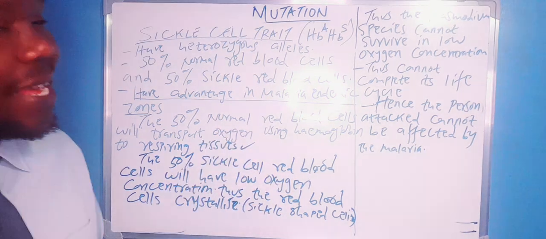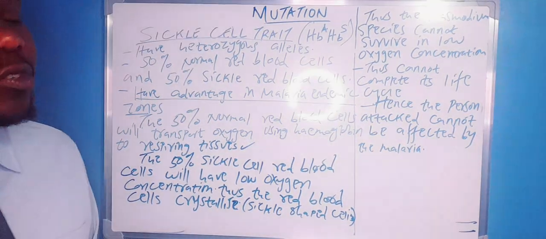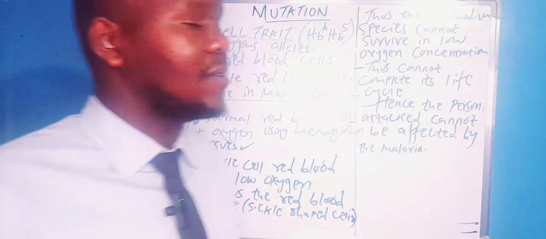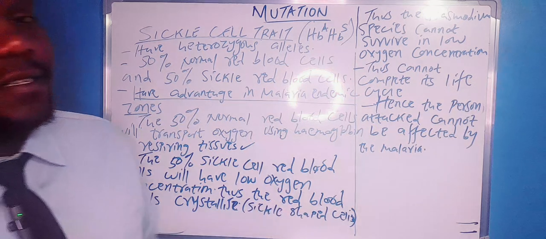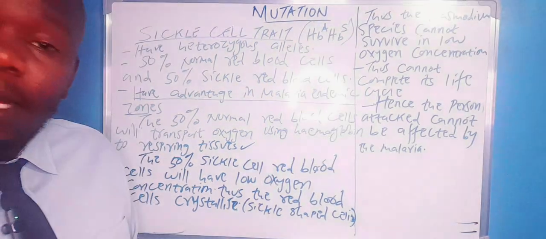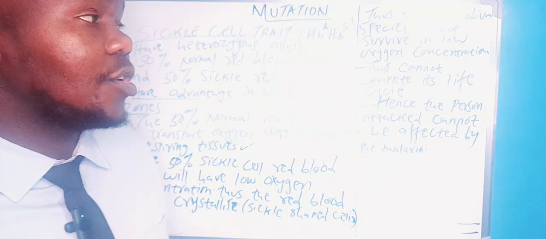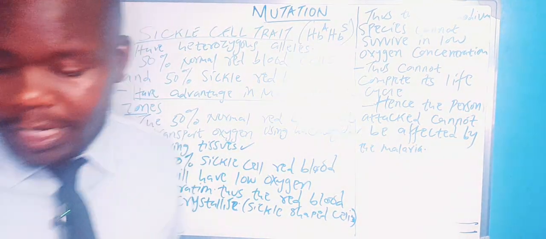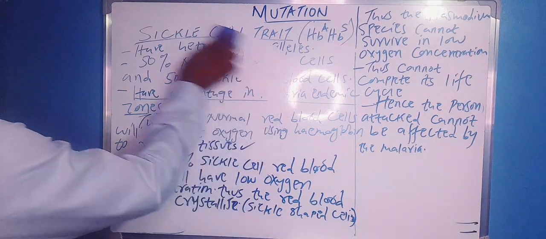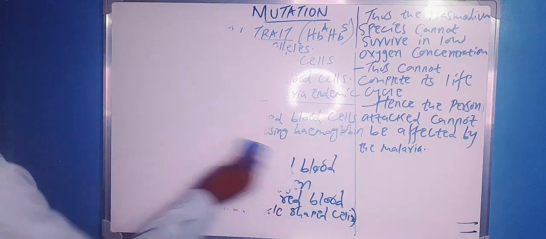Again, this person might have some disadvantage when it comes to low oxygen concentration. The main reason is they have fewer red blood cells. They are 50%, but the normal person at least will have an advantage in case we have low oxygen concentration in those areas. So let's do some brief genetics of this sickle cell anemia.